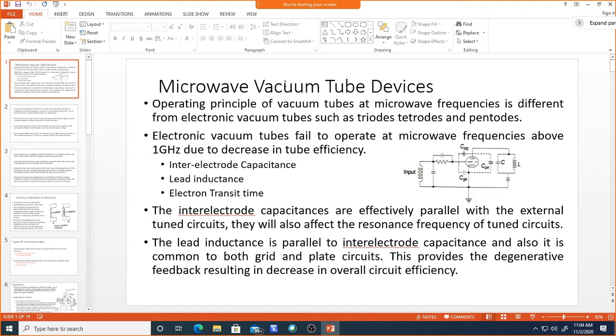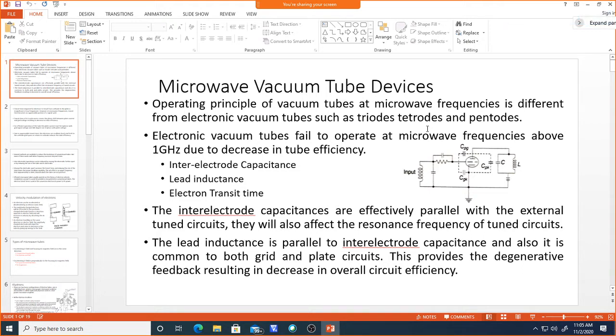If you take the solid state devices at microwave frequency, there are some problems which we encounter in generating the power. What are the problems faced by the solid state devices, and how they will be overcome by these vacuum devices, we will see. As I said, the operating principle of vacuum tubes at microwave frequencies is different from electronic vacuum tubes. What are these electronic vacuum tubes? These are tetrodes, pentodes, triodes, and also diode vacuum tubes. These are some of the electronic vacuum tubes.